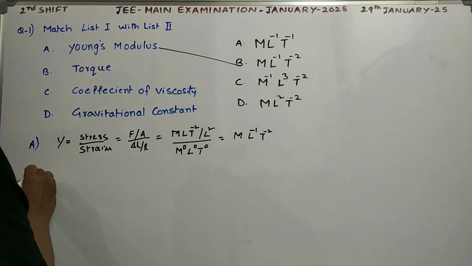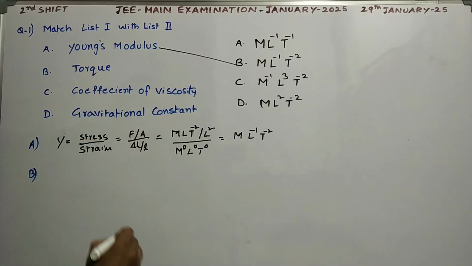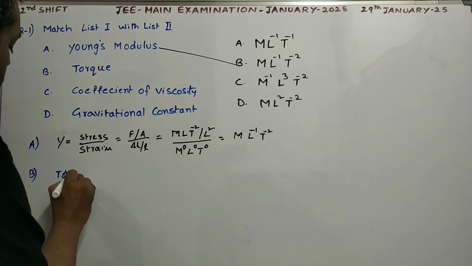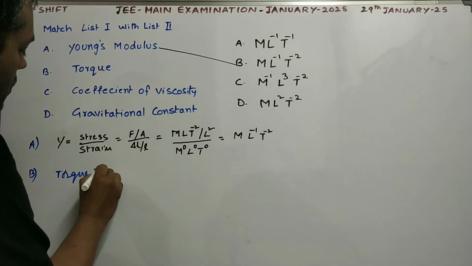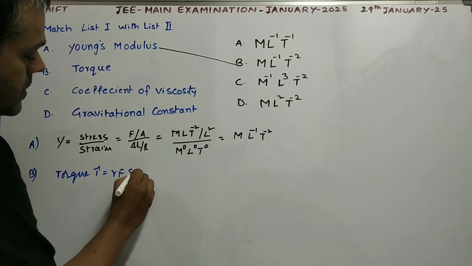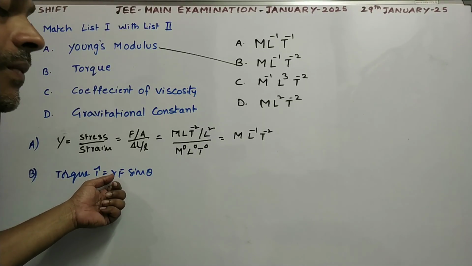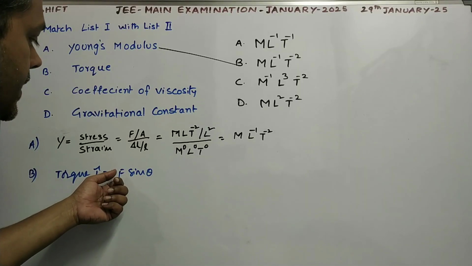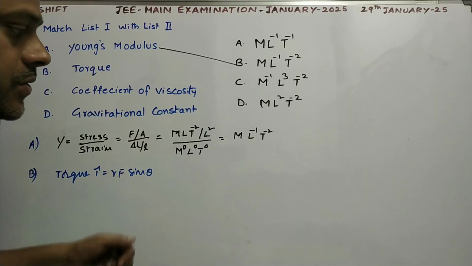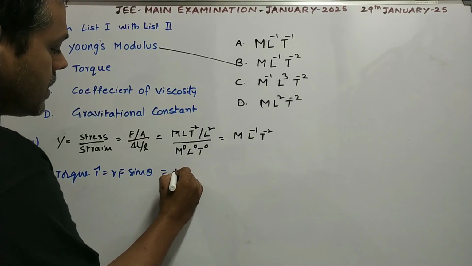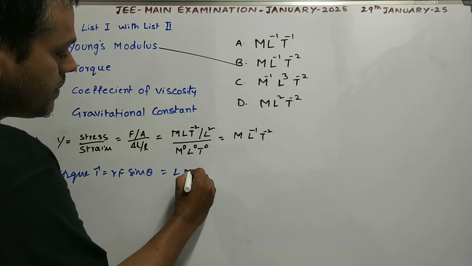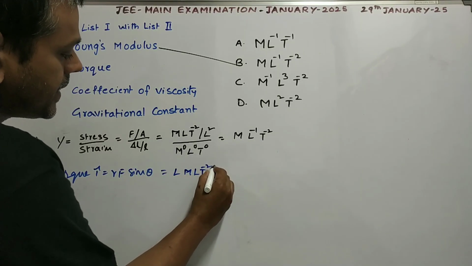Okay, similarly B. What is B? Torque. Torque is equal to what? R F sine theta. You know very well. Torque is equal to the product of perpendicular distance and the force. R means L, F means M L T power minus 2.